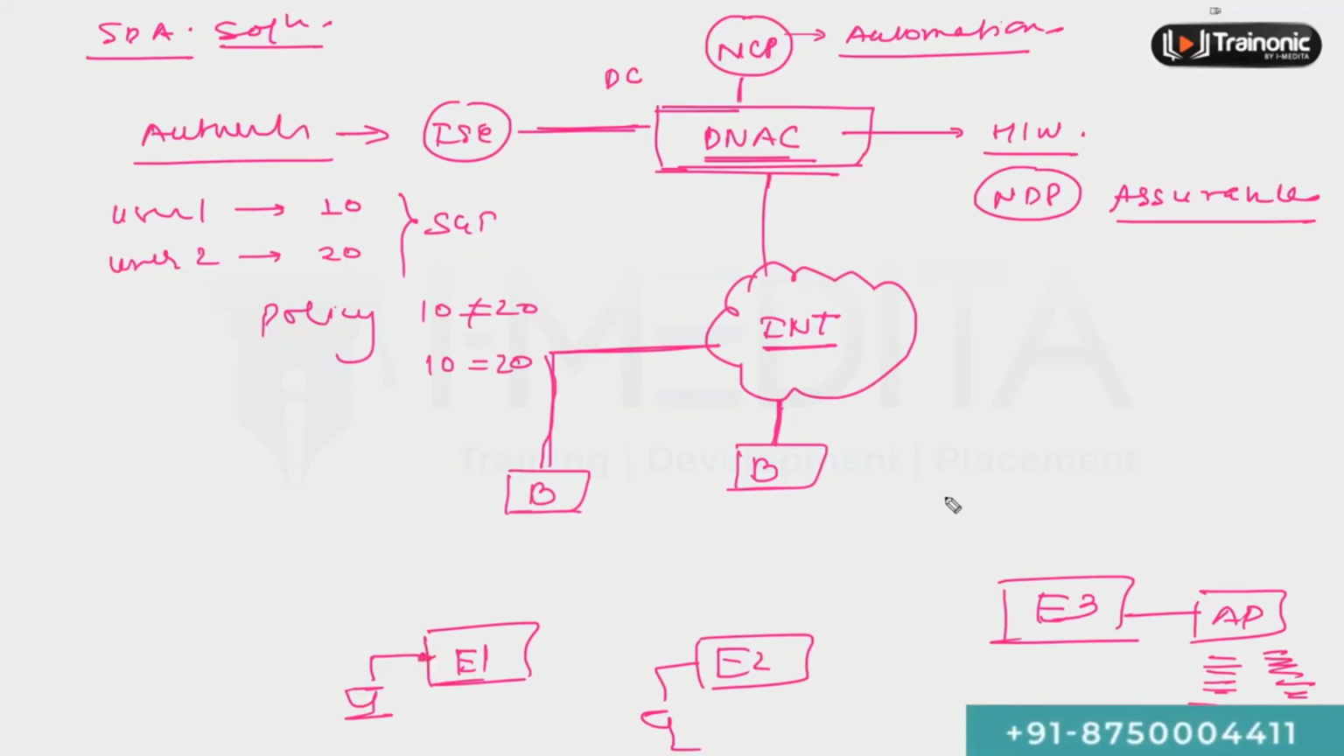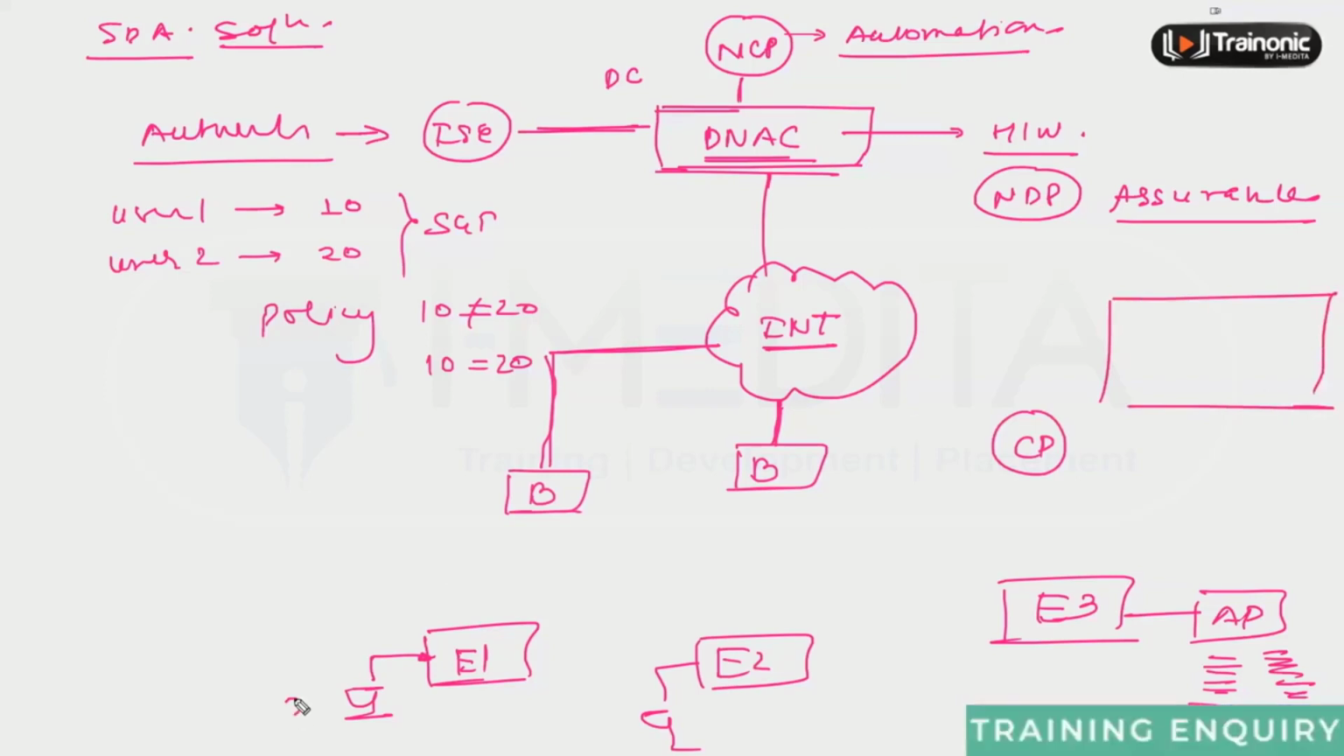Now there is a device called the control plane device, which is responsible for keeping track of which endpoint is connected to which fabric edge device. It is going to maintain some sort of database, and on that database it is going to keep this information: which endpoints are connected to which edge devices.